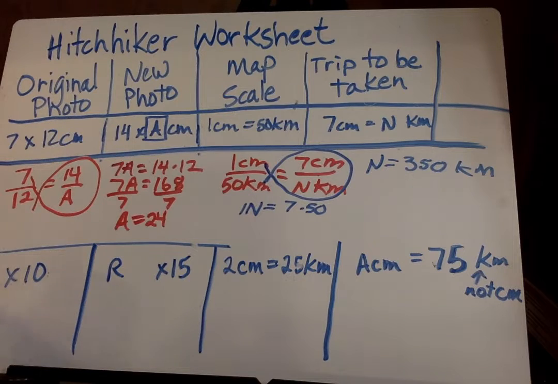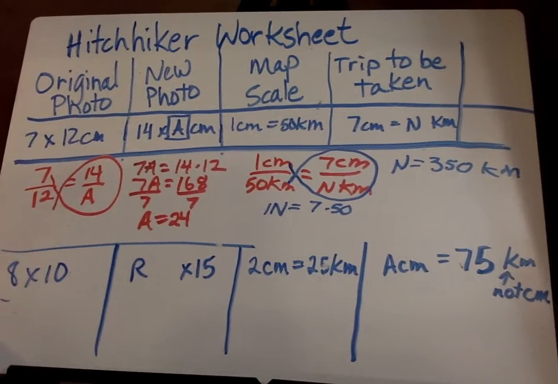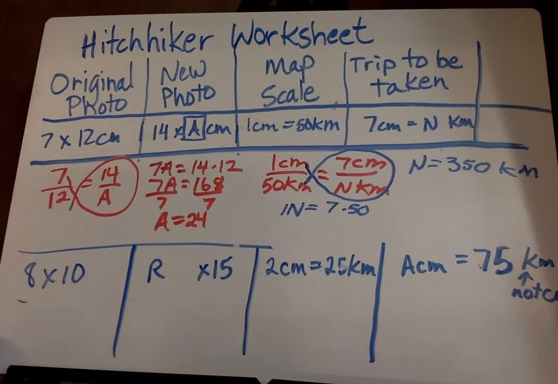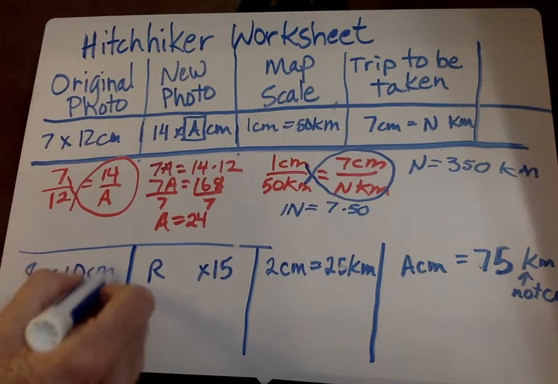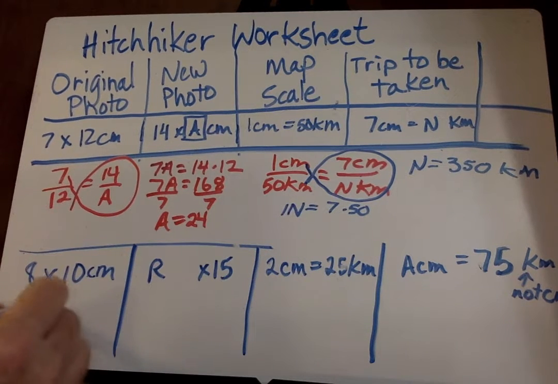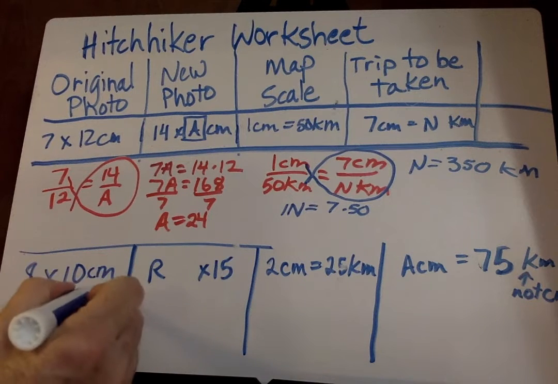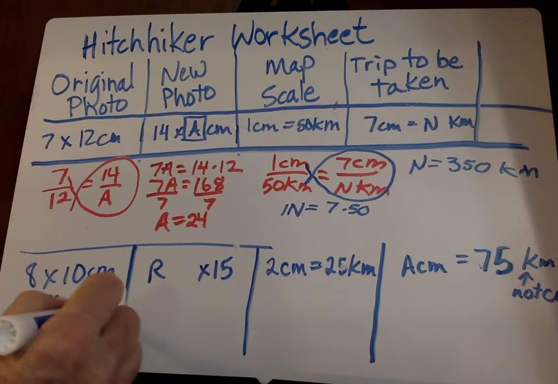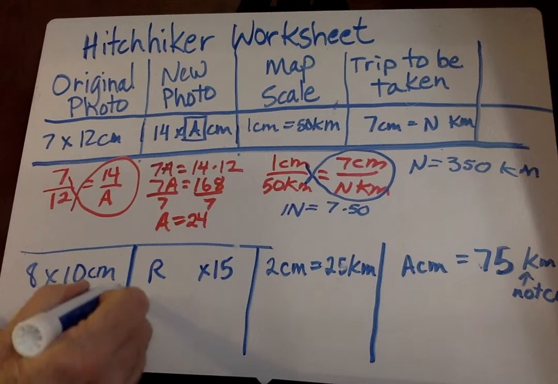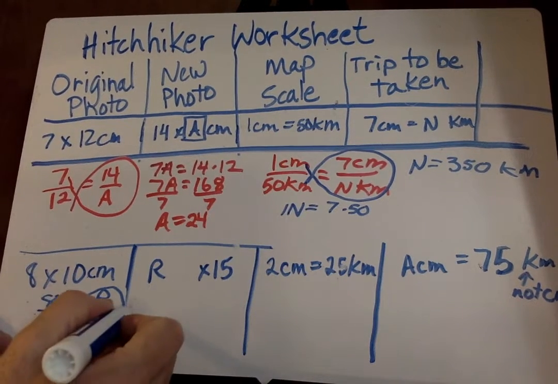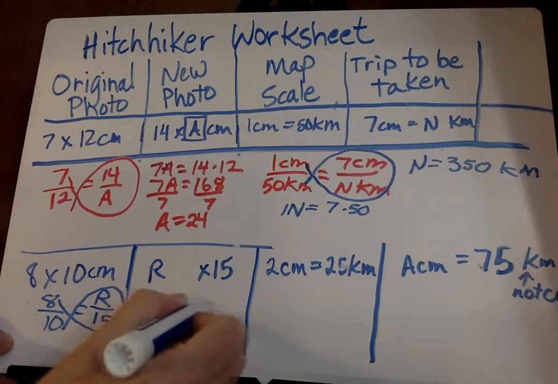8 by 10 centimeters, so I'm going to go 8. Can you see this okay? Oh, it's cut off a little bit. Okay, so I'm going to say it's 8 by 10 centimeters. So 8 over 10 equals R over 15. Okay, now I'm going to draw my fish. 8 times 15 equals 10R.